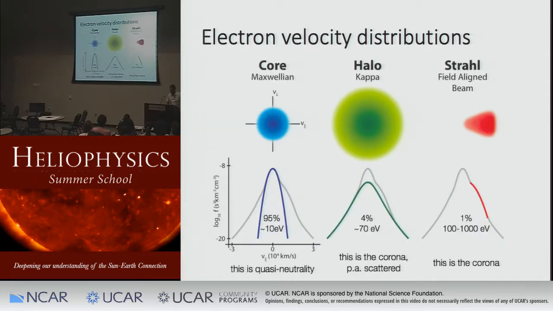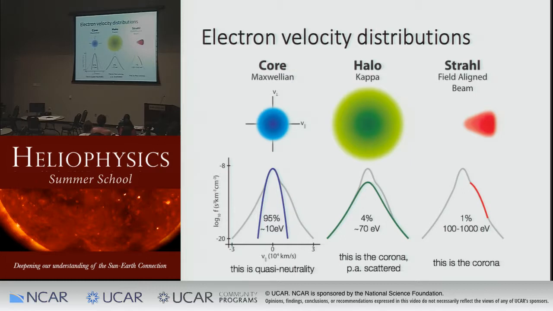We see this as well in the electrons. So the solar wind electron distribution has three populations in it. Well, approximately three populations in it. There's a cold, what we call the core, which is pretty Maxwellian, and in fact there aren't large temperature anisotropies in it. It's very collisional. It's probably 95% of the density at 1 AU.